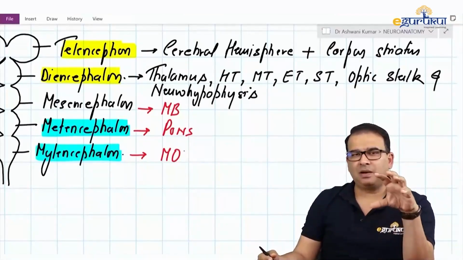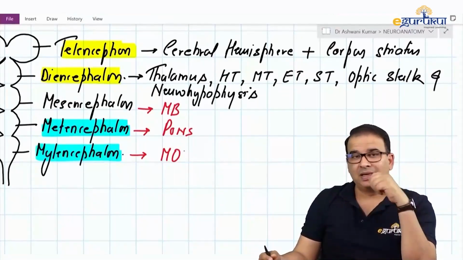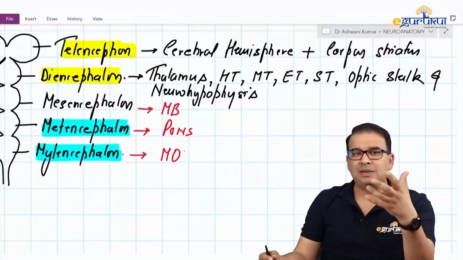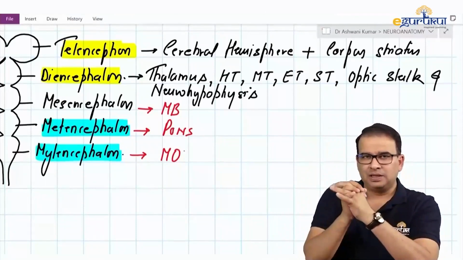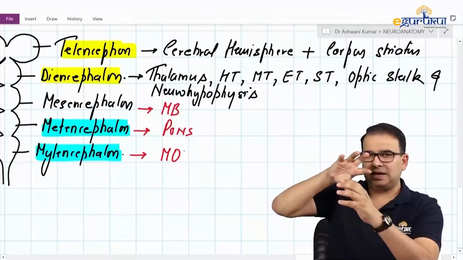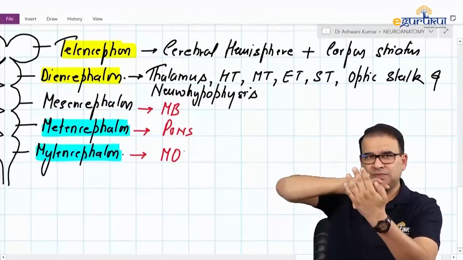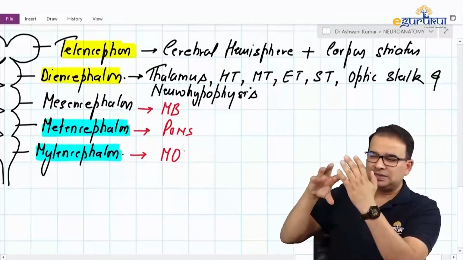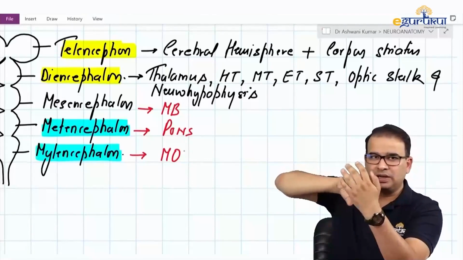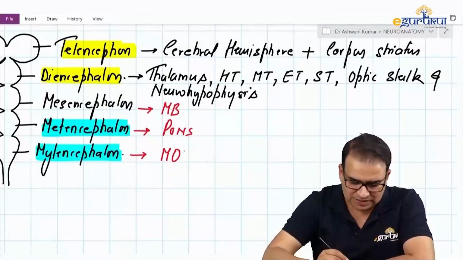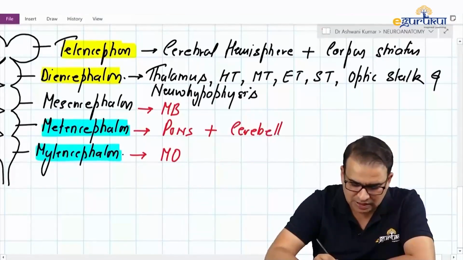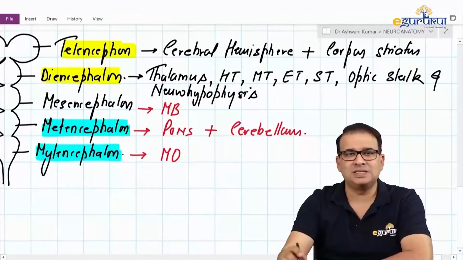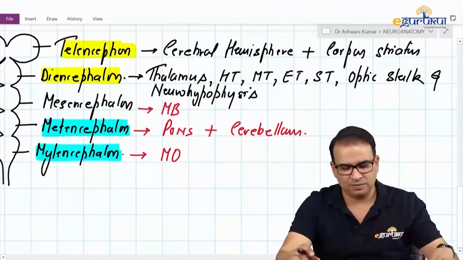The only major part which is remaining here is the cerebellum. Now cerebellum should be coming from where? Think of the gross anatomy of the CNS, and you will see that the cerebellum is placed behind the pons. If you see the picture, the cerebellum is placed behind the pons only. So the pons is derived from where? From the metencephalon, and the same part will also give rise to the cerebellum. So both pons and cerebellum are derived from the metencephalon.